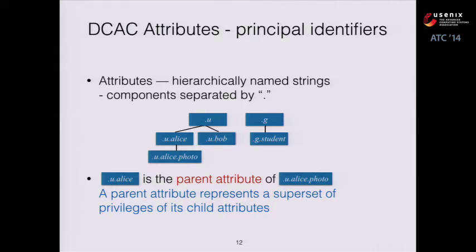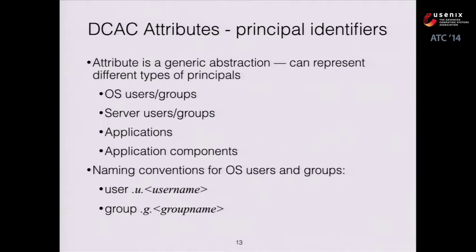DCAC is based on attributes. It uses attributes to identify principals. Instead of using a flat namespace, attributes are hierarchically named strings with components separated by dots. A child attribute is generated by appending a suffix component to its parent. For example, .u.alice is a parent attribute of .u.alice.photo, and we say a parent attribute represents a superset of privilege of its child attribute.